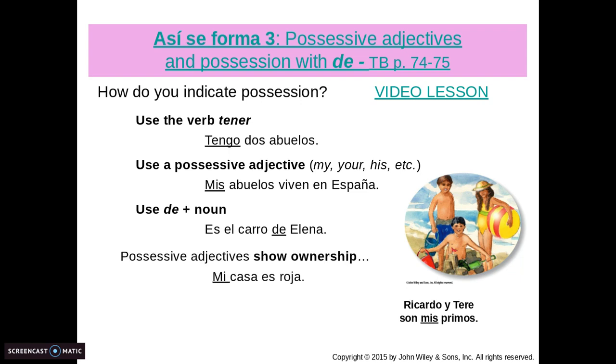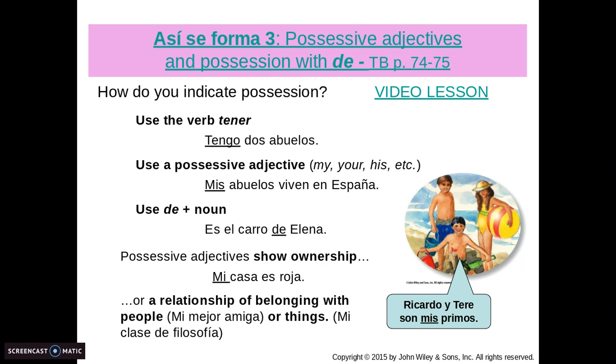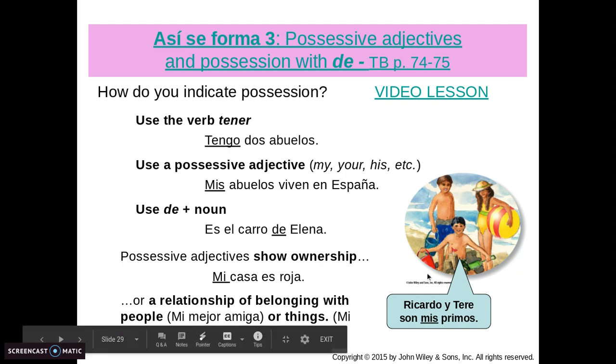So possessive adjectives, they show ownership. For example, mi casa es roja. My house is red. They can also show a relationship of belonging with people, right? Mi mejor amiga, my best friend, or even things. Mi clase de filosofía, right? My philosophy class.